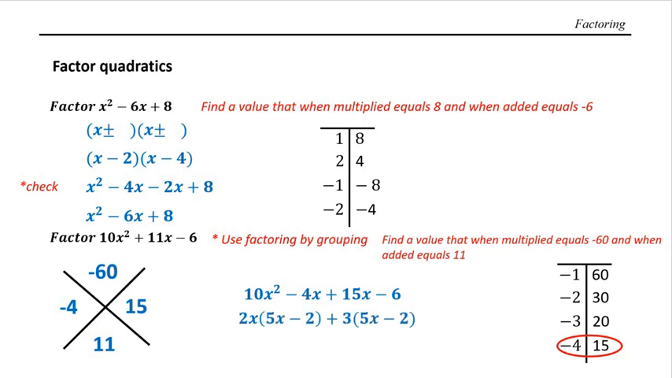So if we factored this by grouping, we would have 2x times 5x minus 2 plus 3 times 5x minus 2. And again, like our other problem, 5x minus 2 is common with both sides. So if we simplify this further, we would have 2x plus 3 times 5x minus 2.